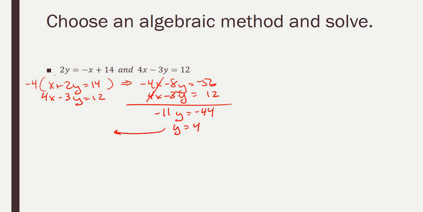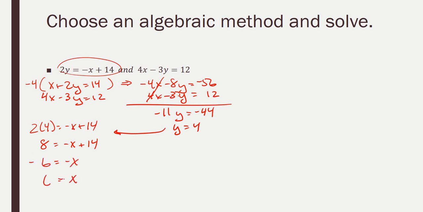Go back to my substitution. I'm going to go back to this original equation. 2y equals -x plus 14. 2y equals 10, y equals 5. Oops, how did I get x and y the same? Hold on, I substituted that into the wrong place, didn't I? Okay, y is 4, so 2 times 4 equals negative x plus 14. 8 equals negative x plus 14. Subtract 14, I get negative 6 equals negative x, so x equals 6.